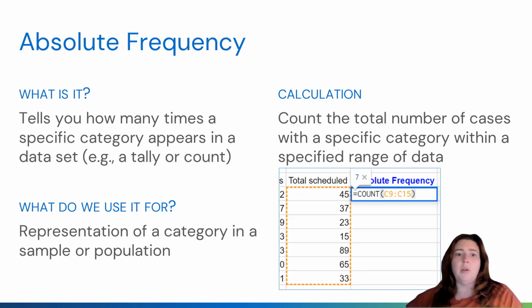How do we use this? Well, this shows us representation of a specific category. For example, back to my Massachusetts example, how many people from Massachusetts appeared in a national data set. And so we can count that, absolutely, you can do that visually, but you can use Google Sheets to do that as well by using the count function and specifying a range of data.